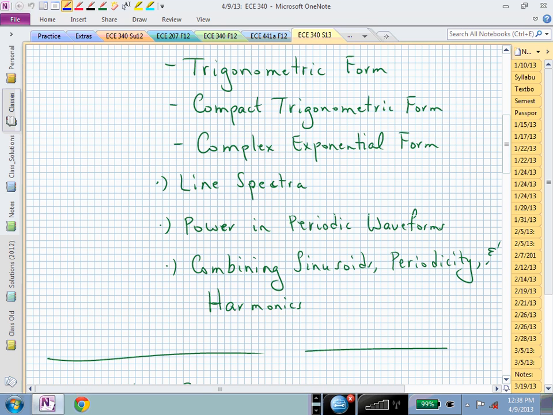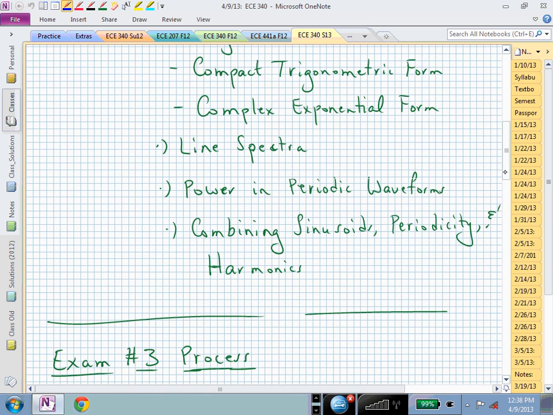So you might have a watt at this frequency. Maybe you have 25 milliwatts at this other frequency. Now you add them up. That will provide you with the power in periodic waveforms, and hopefully we'll be able to talk about combining sinusoids, periodicity, and harmonics. But I think you've already done that for the homework. When is a sum of sinusoids not periodic?